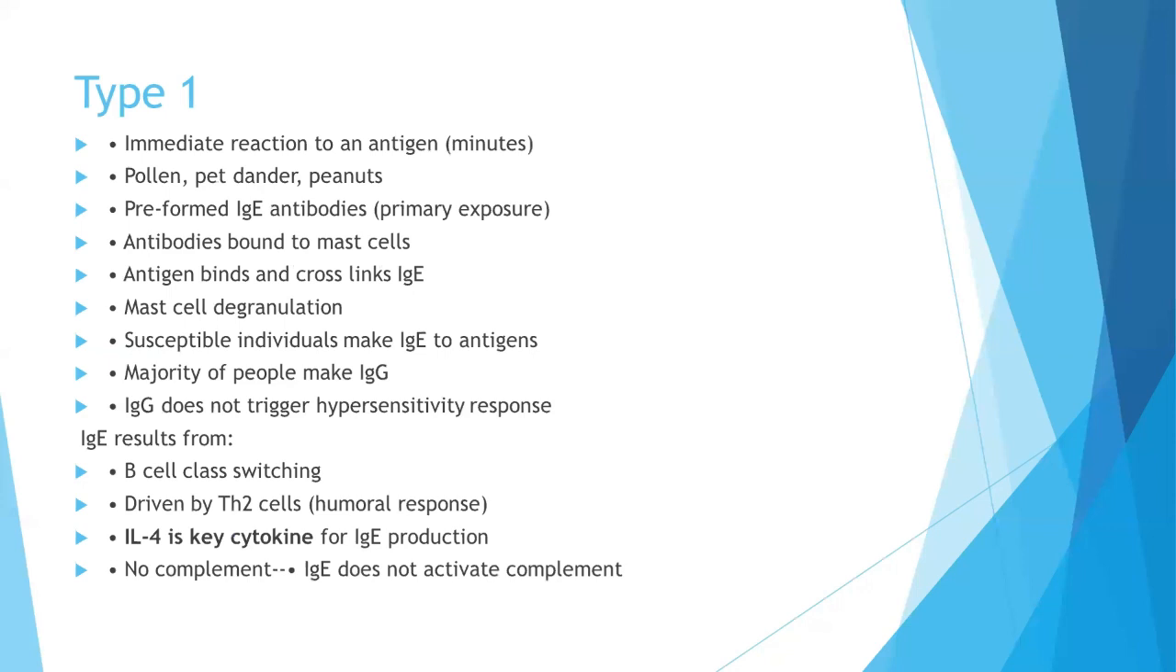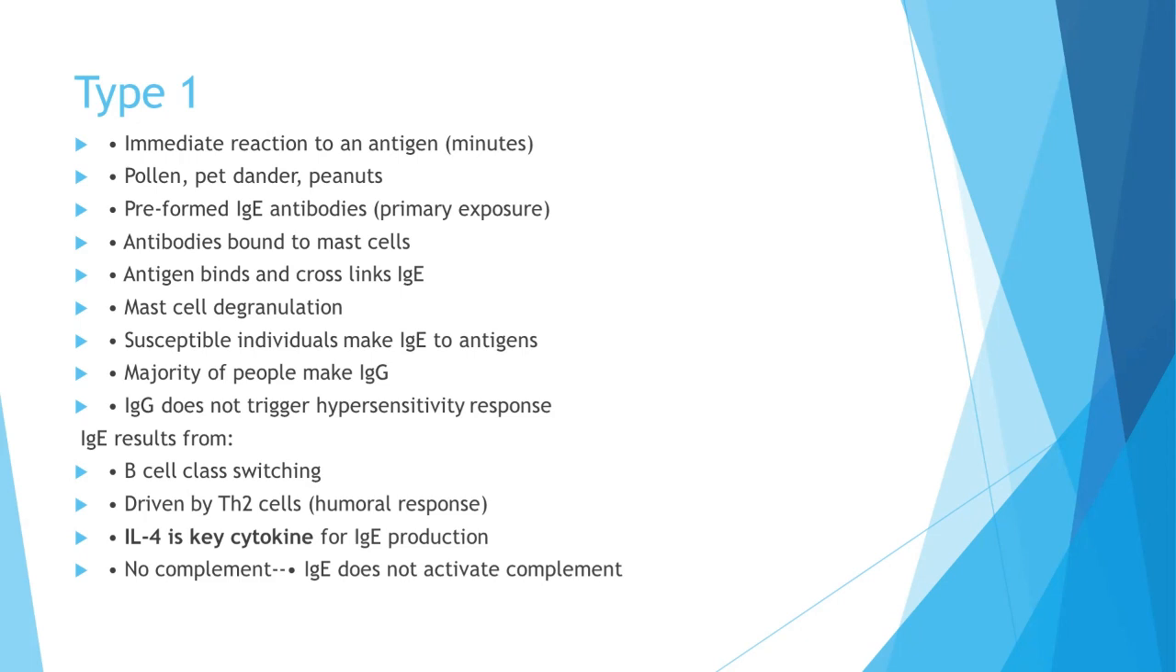Type 1 is the immediate reaction to an antigen, which occurs within minutes. It can be due to antigens like pollen, pet dander, or peanuts, through preformed IgE antibodies, which is by the primary exposure. The antibodies are bound to mast cells, and the antigen binds and cross-links IgE. Then there is mast cell degranulation. Susceptible individuals make IgE to antigens, and the majority of people make IgG, but IgG does not trigger a hypersensitivity response.